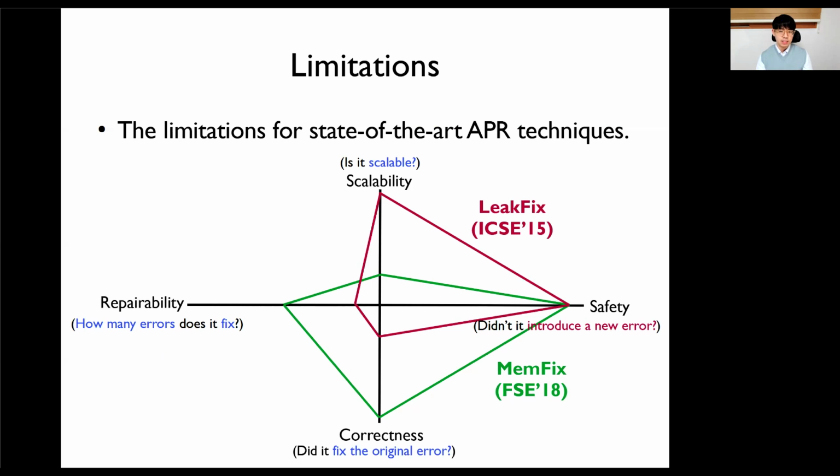What about Leakfix? Leakfix is a technique focused on scalability and safety. In other words, this technique works even in large programs such as hundreds of thousands of lines of code. And it is able to generate patches without introducing new errors. But similarly, Leakfix sacrifices the ability to fix the original errors. And as a result, Leakfix is inferior to Mempix in terms of correctness and repairability as well.